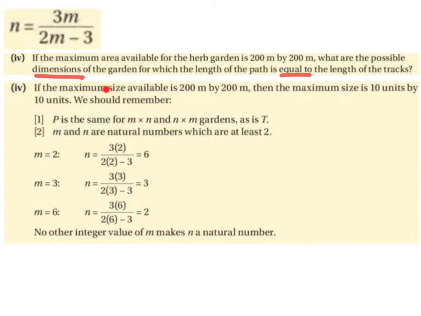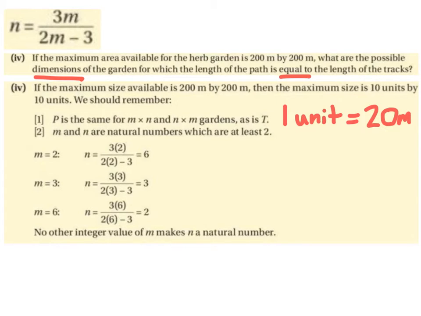So if the maximum size available is 200 meters by 200 meters, then the maximum size is 10 units by 10 units, because we were told at the start that 1 unit is equal to 20 meters. And 200 meters divided by 20 meters leaves us with 10 units. So it's going to be 10 units by 10 units. That's going to be the maximum size available.